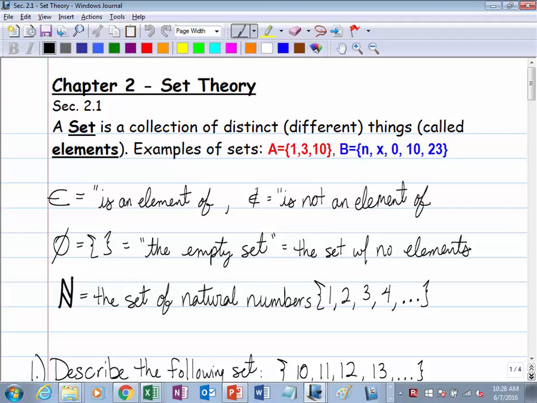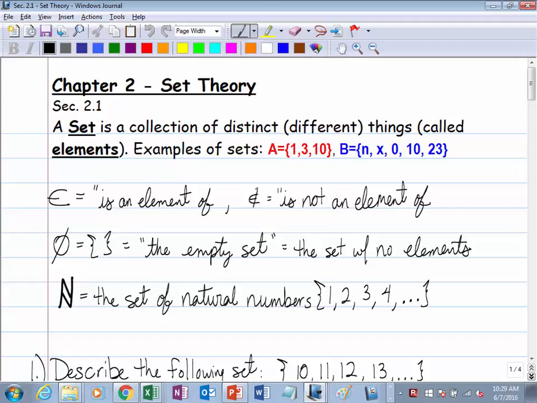Alright, so chapter 2 is about set theory. So what is a set? A set is a collection of things, distinct or different things. Those things are called elements. So here's a couple of examples of sets.